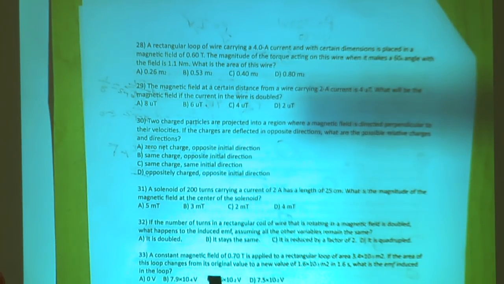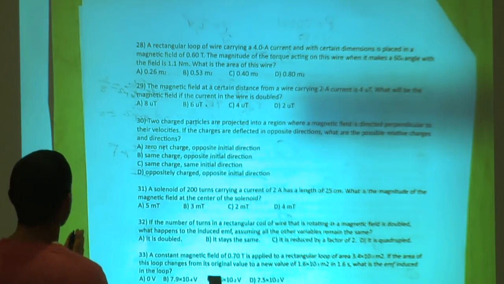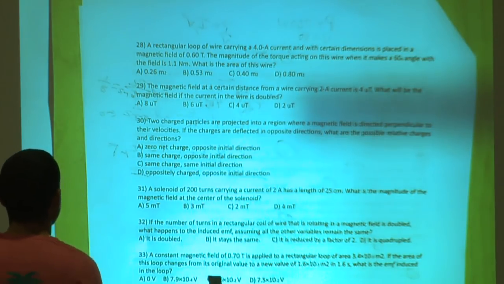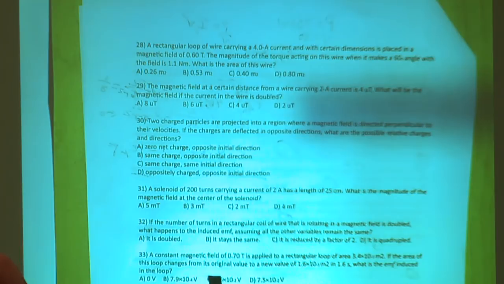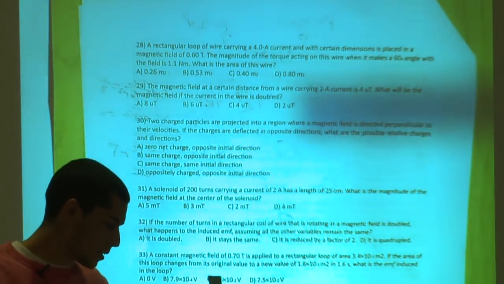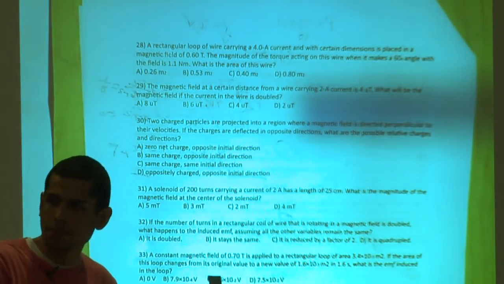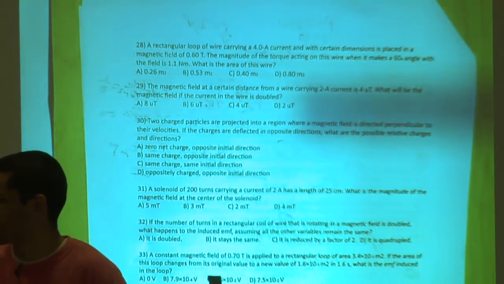A rectangular loop of wire carrying a 4 ampere current with certain dimensions is placed in a magnetic field of 0.6 Tesla. The magnitude of the torque acting on the wire when it makes a 60-degree angle with the field is 1.1 Newton meters. What is the area of this wire?